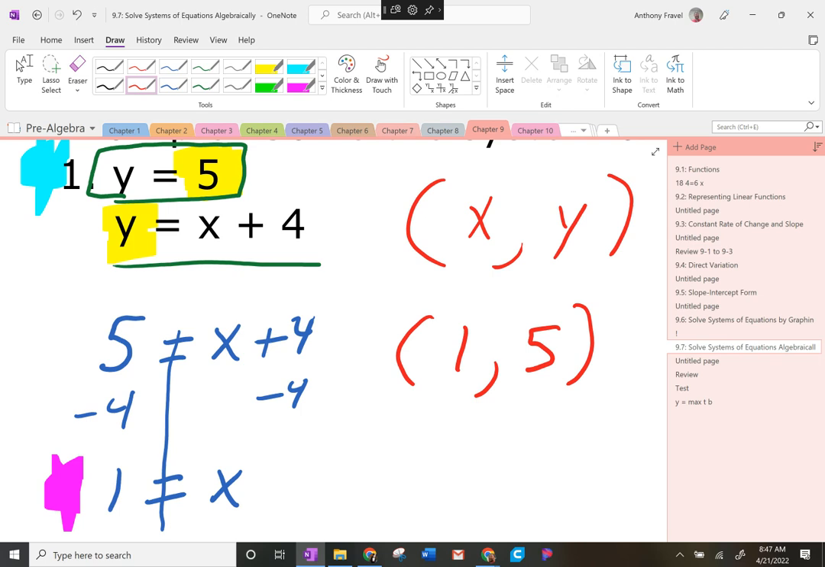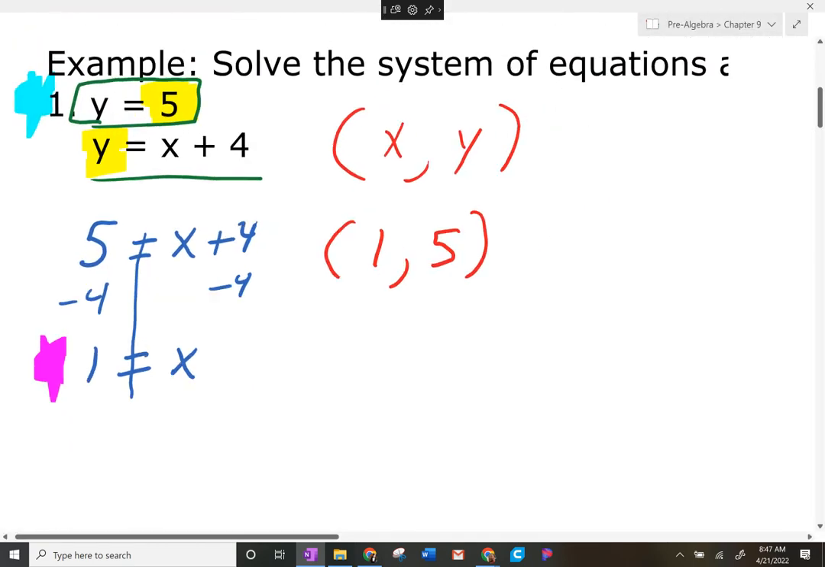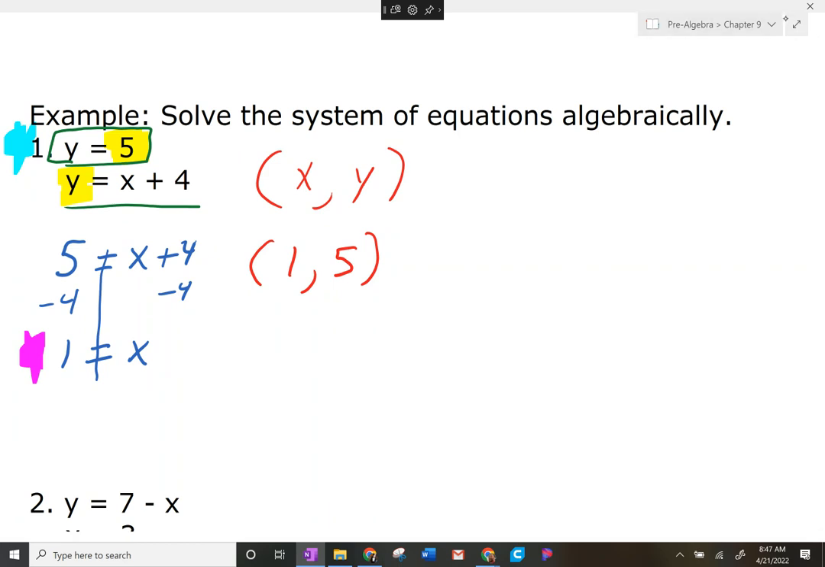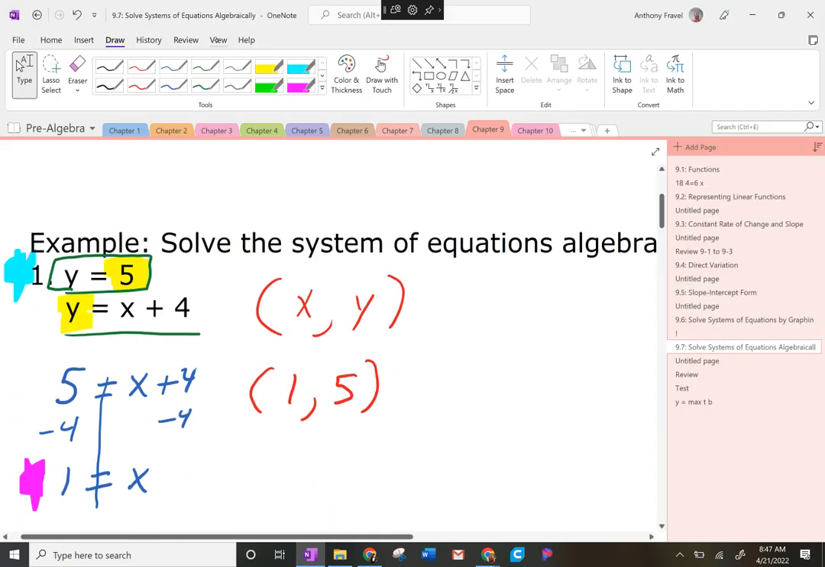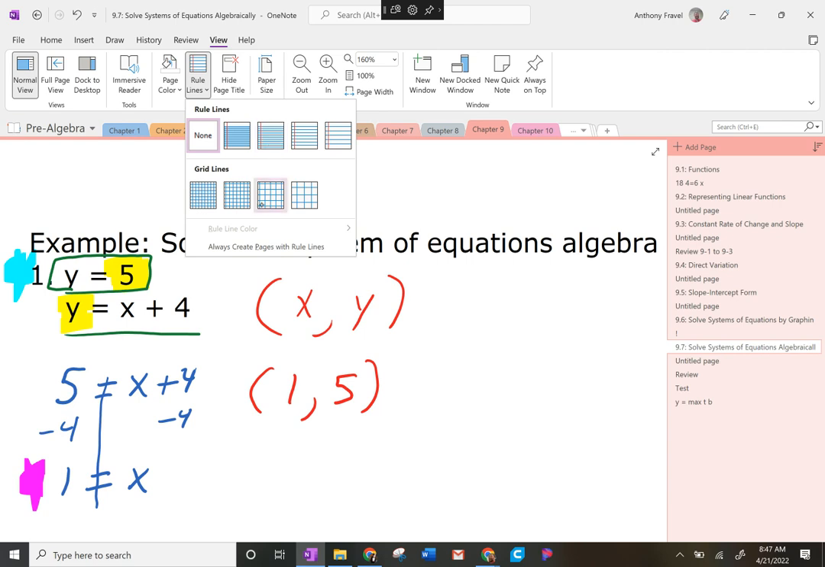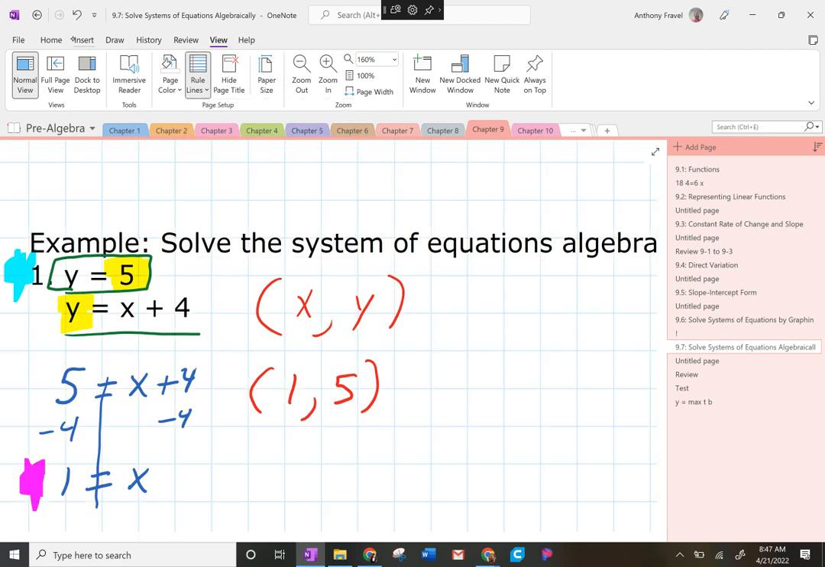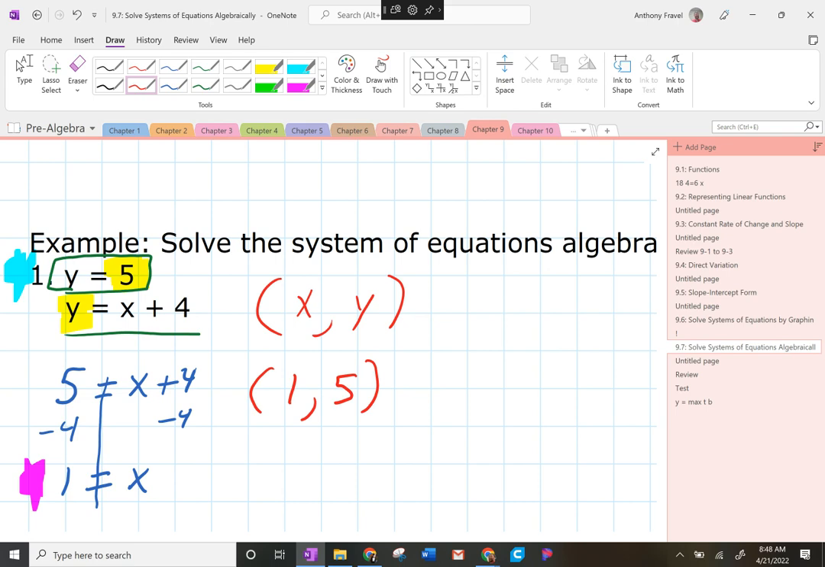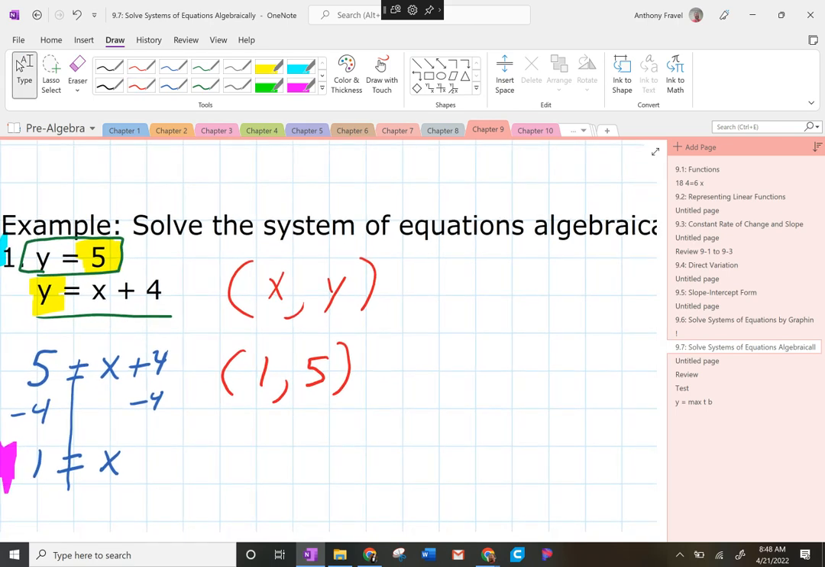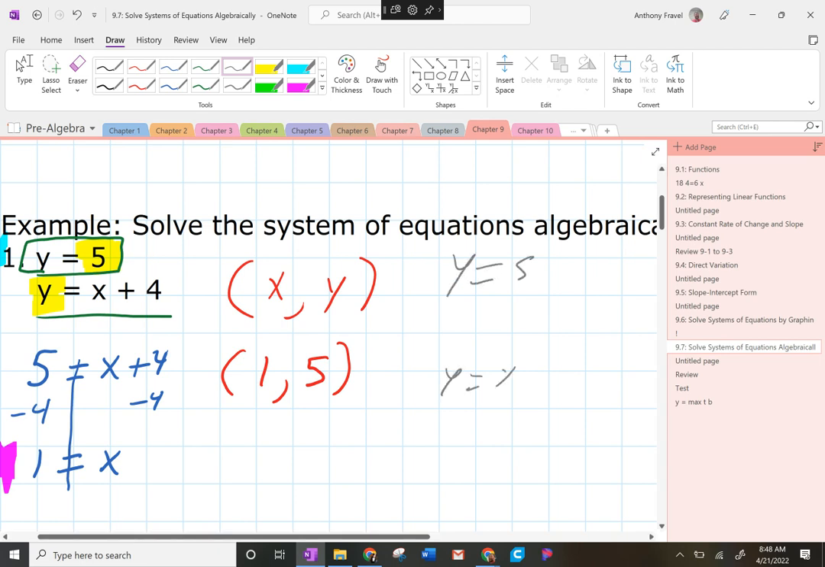I'm going to show you right now how I could have done this one using the graphing portion of it. You're not going to graph, but I'm going to show you how it could have worked out. Whoops. Let me get a graph on there. View, some graph paper. Fantastic. All right, I'm going to look at my very first one. That first one that was up there that said y equaled 5. And then the other one was y equals x plus 4.